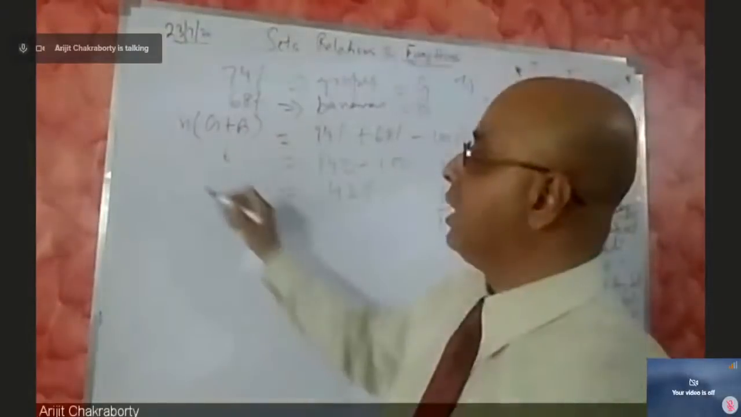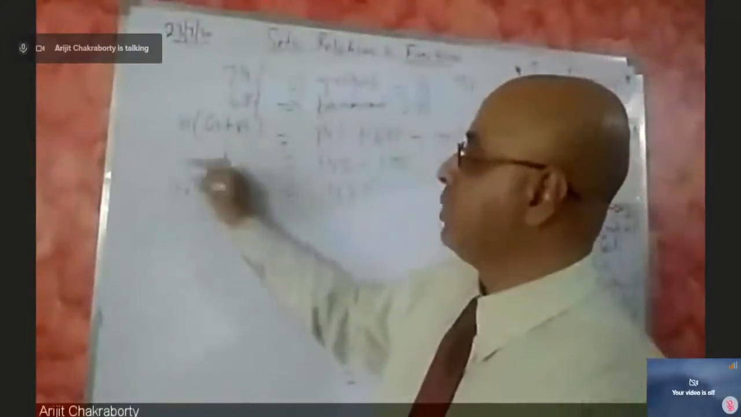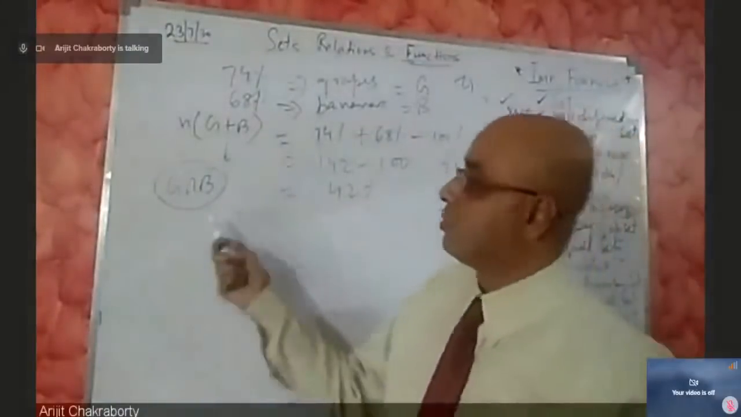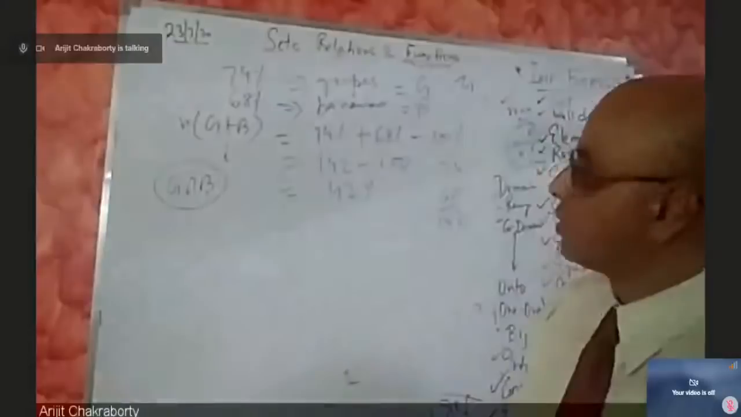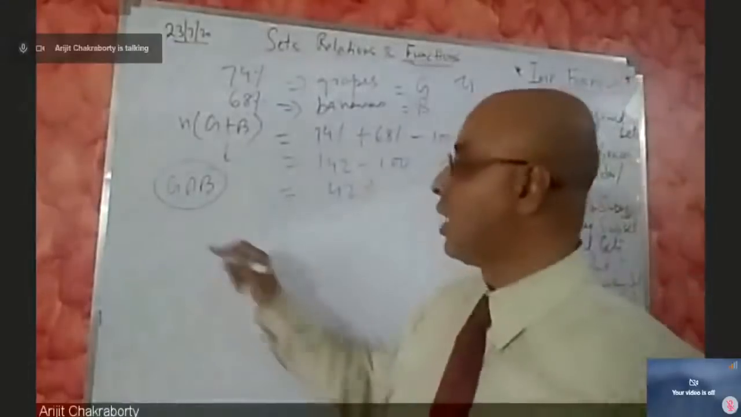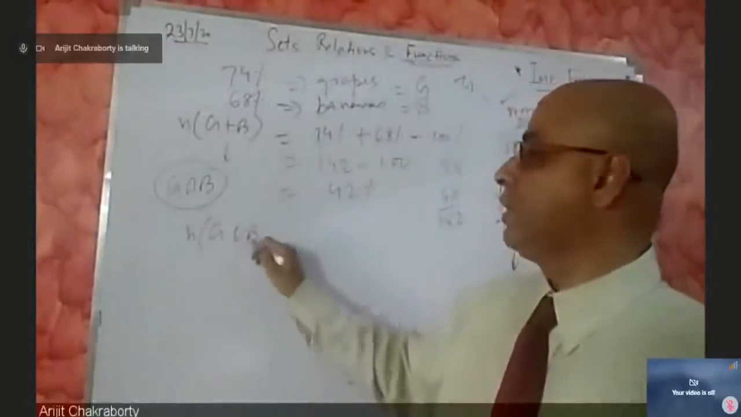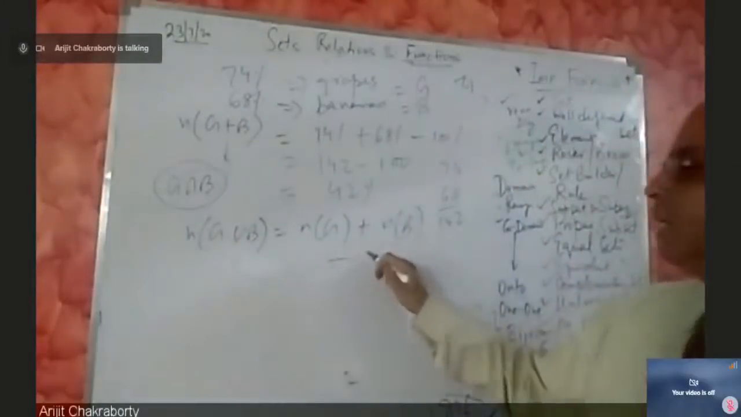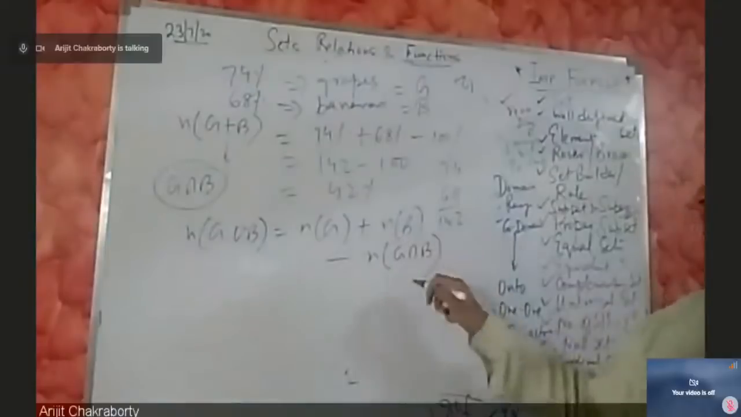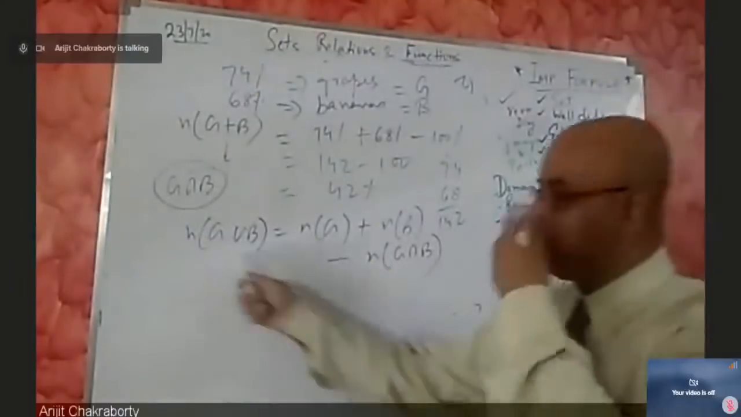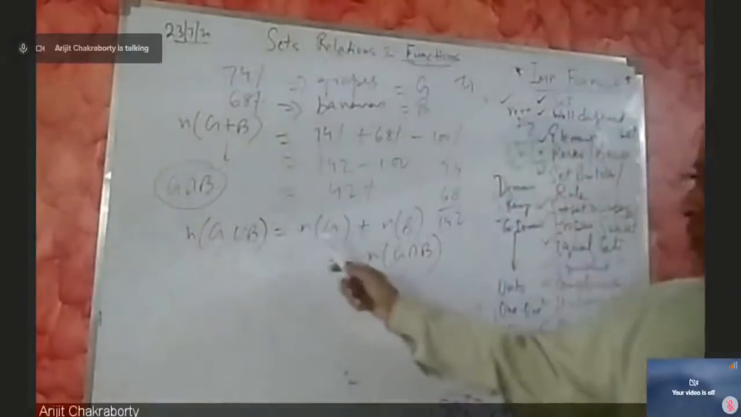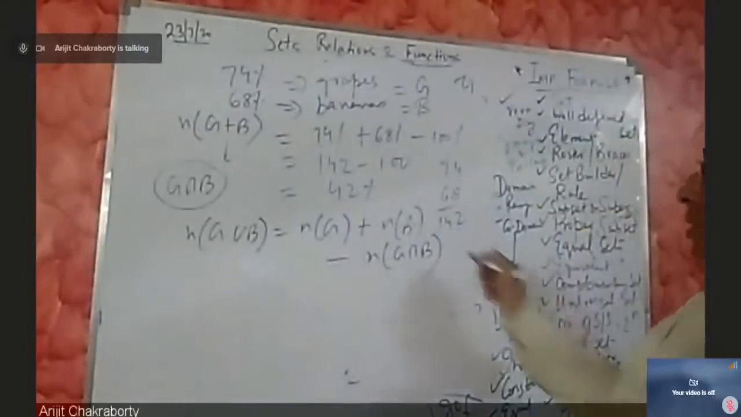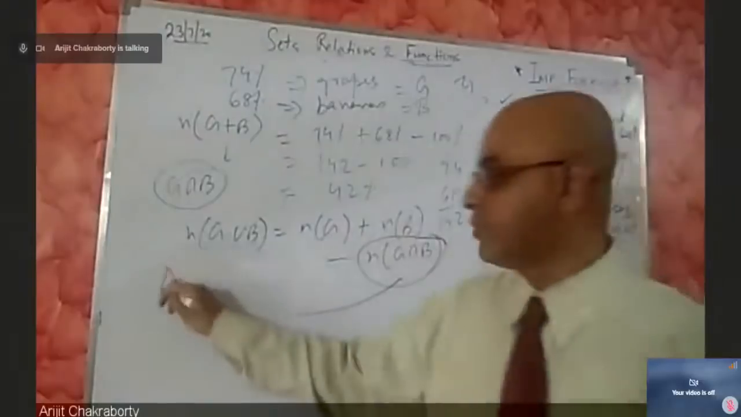So this is basically G intersection B. They like both grapes and bananas. Now the total we know is 100. And we know the formula n(G ∪ B) is equal to n(G) plus n(B) minus n(G ∩ B). This is the formula we have done. A union B, G union B equal to G plus B minus G intersection B. That means G intersection B is what we have to find out.